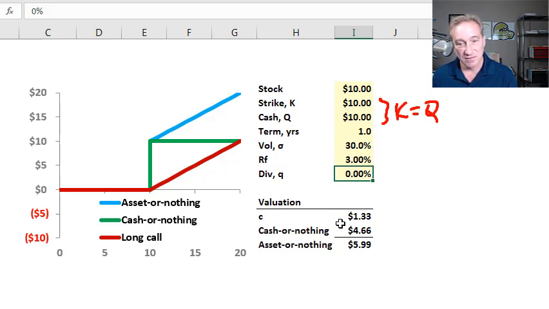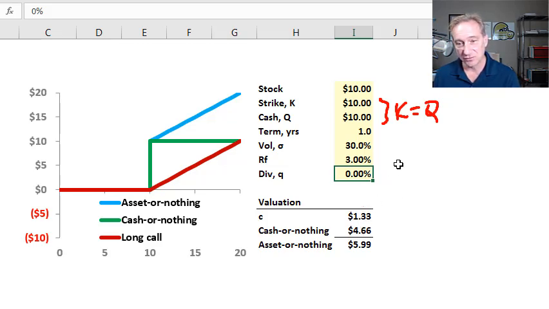You'll notice the value of my European vanilla call option, which has a payoff illustrated in red, plus the value of the cash or nothing, which is in green, is in fact equal to the value of the asset or nothing, and the value of the asset or nothing having the highest value of all three of these. So the cash or nothing has actually the most intuitive valuation of, I think, all of the exotics.